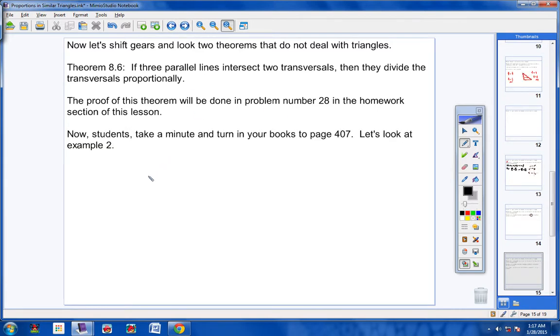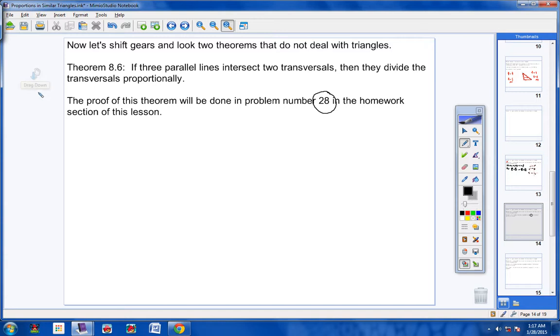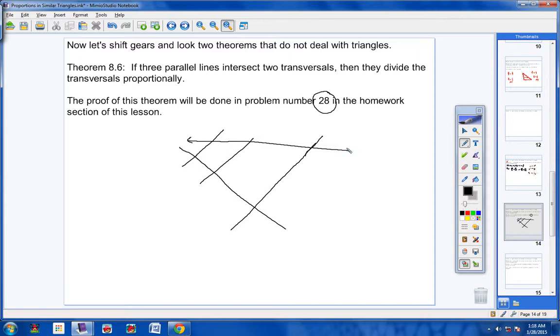Now, let's go ahead and work on a problem. Let's take a minute, students, and turn your books to page 407. So go ahead and do that, please. Let's take a look at example number 2, drawn in your book for you. I'm going to go ahead and try to draw it while you're turning in your book. You'll see it looks like this. And then this. And then this. And then this here, okay?